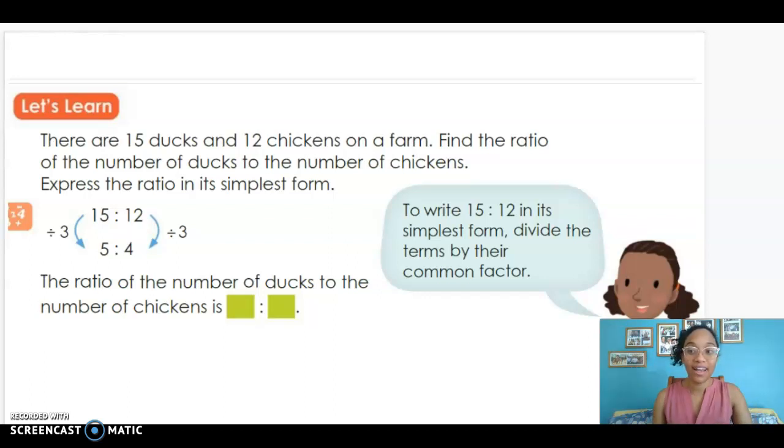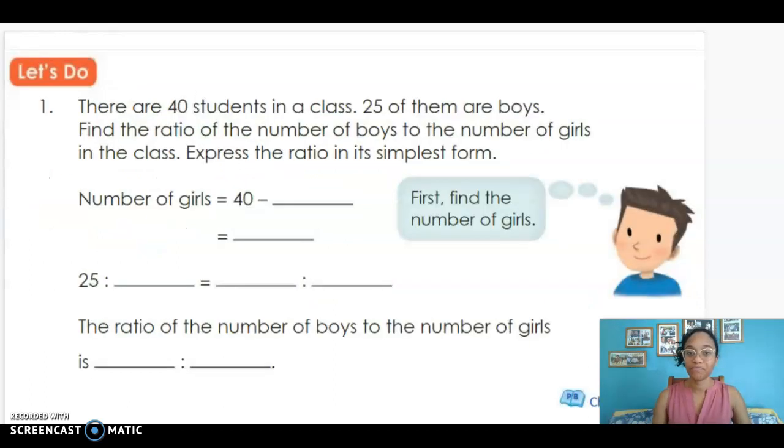Let's use the UPAC method again to solve another word problem. First, let's read the problem to understand. That's the U in the UPAC method. There are 40 students in a class. 25 of them are boys. Find the ratio of the number of boys to the number of girls in the class. Express that ratio in simplest form. So I need to find the ratio of the number of boys to the number of girls. Do I know the number of boys? Yes. Do I know the number of girls? Well, not yet. So the first thing I need to do is to find the number of girls.